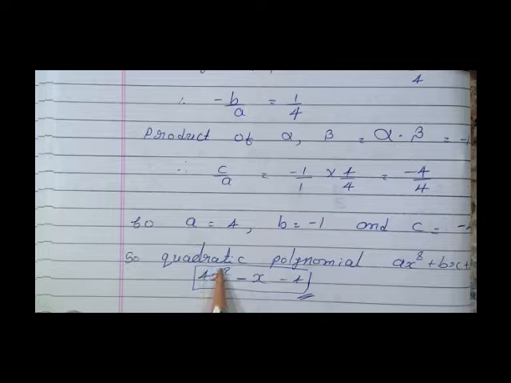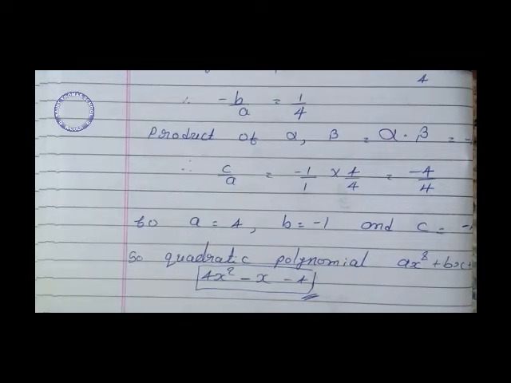Now we can compare it with the quadratic standard form of polynomial ax square plus bx plus c, then 4x square minus x minus 4.